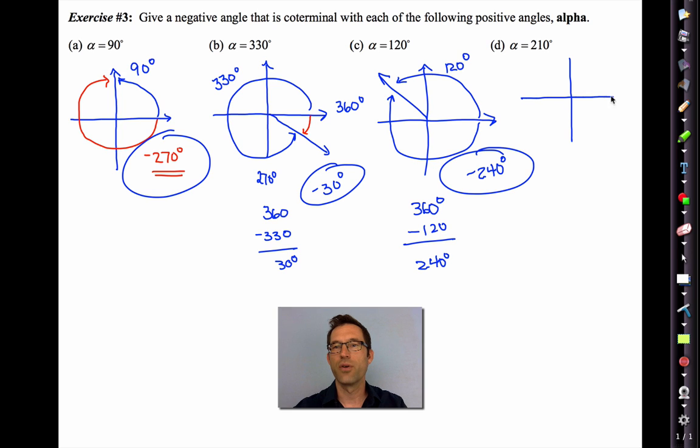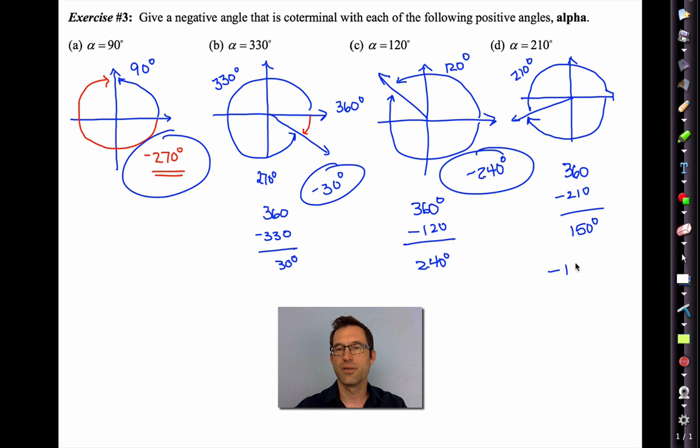Finally, a 210 degree angle, bigger than 180, less than 270, so that puts it in our third quadrant. Right? This is 210 degrees. If I want this one, I might do 360 minus 210, gives me 150. So negative 150. All right, not that bad. Right?